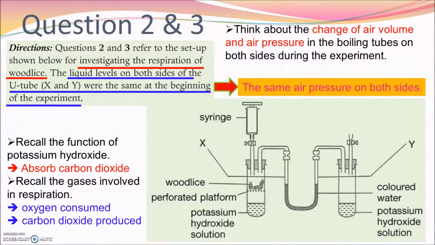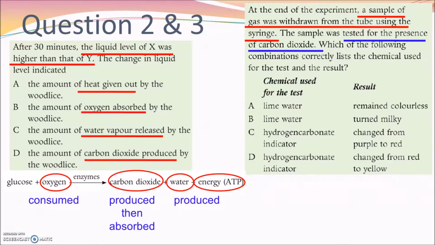That's why I want you to think about both sides, this boiling tube and this boiling tube. You need to think about the change of the air volume and air pressure in the boiling tubes on both sides. Remember that oxygen is consumed but carbon dioxide is produced, so probably the air volume should not be changed. But the potassium hydroxide solution can absorb the carbon dioxide. So you need to tell me whether the air volume in this boiling tube increases, decreases, or remains unchanged. You tell me.